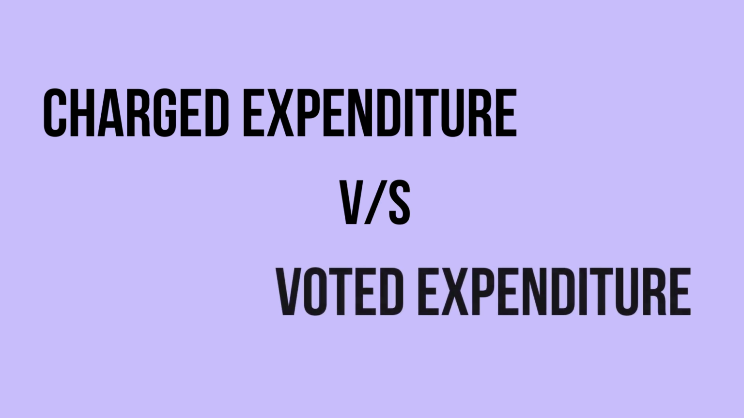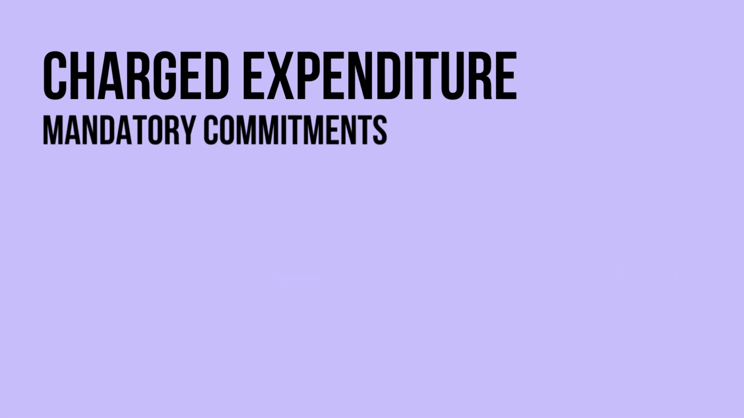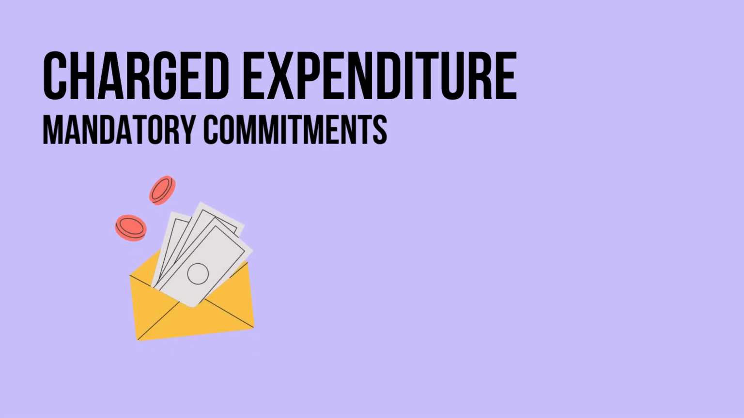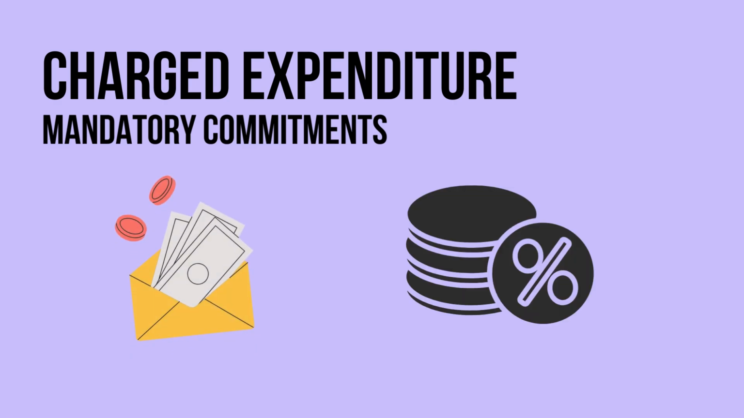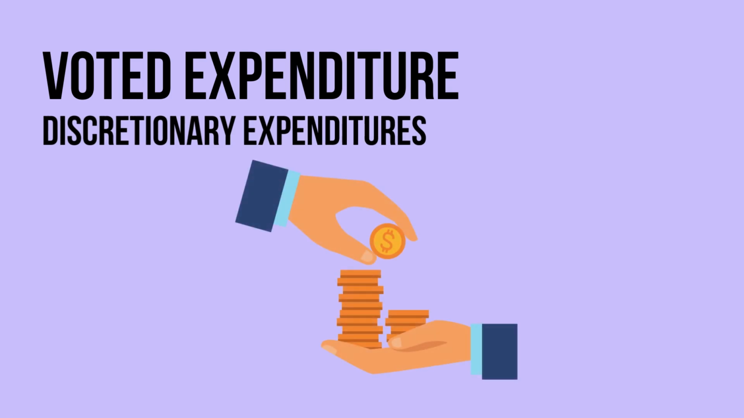Let's also quickly differentiate between charged expenditure and voted expenditure. Charged expenditure are mandatory commitments of government like salaries of president, judges, interest to be paid on debt taken by the government, etc. These do not require approval from Parliament. Voted expenditures are discretionary expenditures of government, like the money it wants to spend on various schemes. For this kind of expenditure, it requires Parliament's approval.